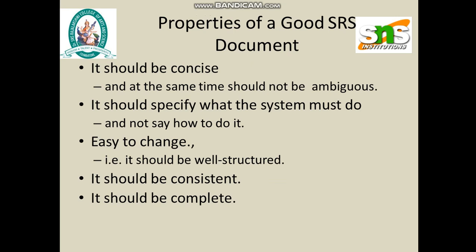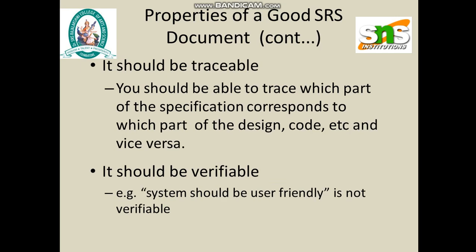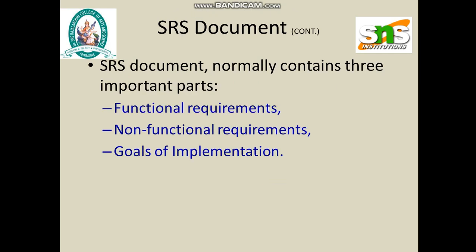What are the properties of a good SRS document? A good SRS document should be concise, and it should specify what the system must do and not say how to do it. It should be easy to change, consistent, and complete. It should also be traceable to any phase or any development person who is developing the product. And it should be verifiable and user friendly.